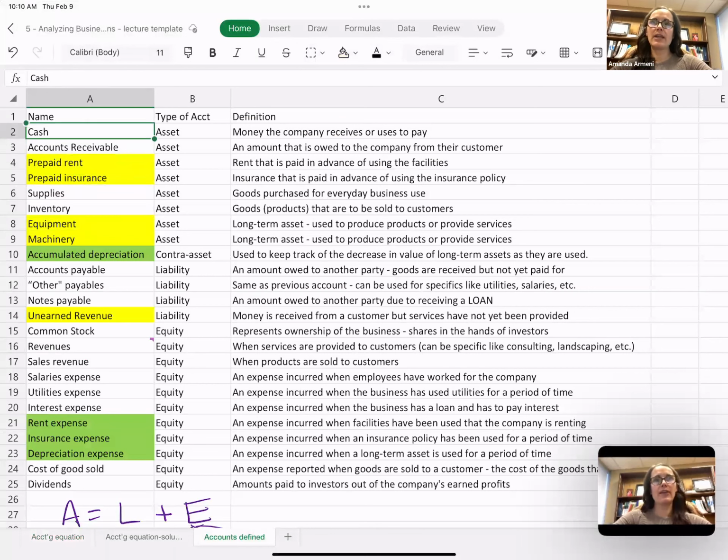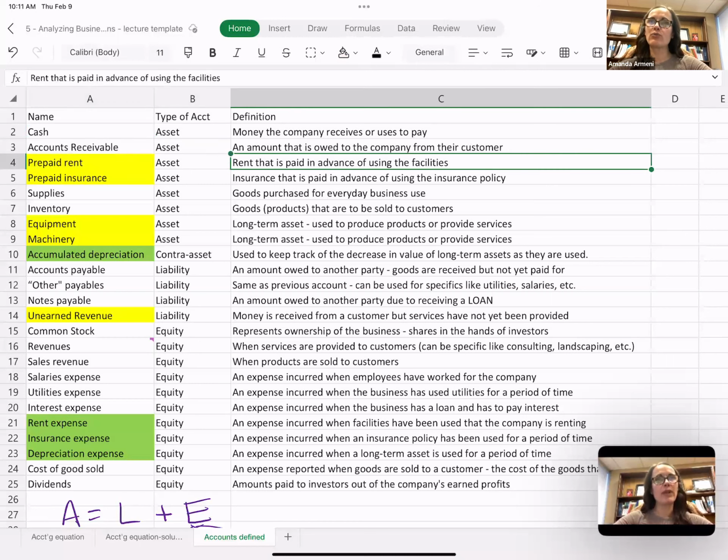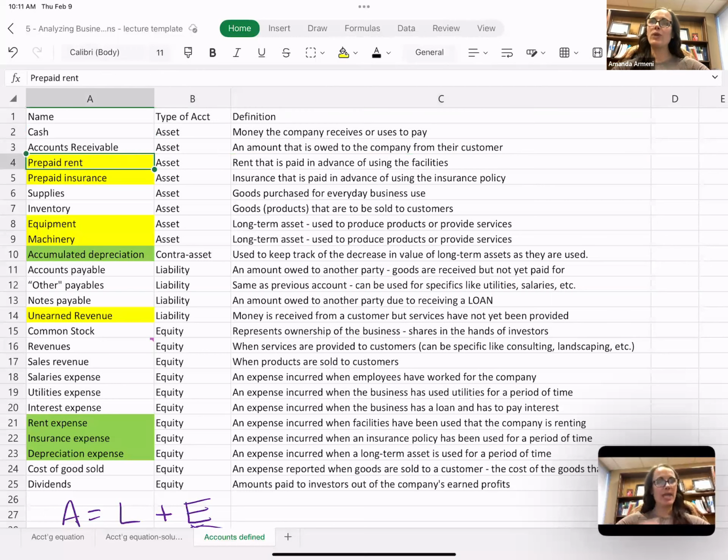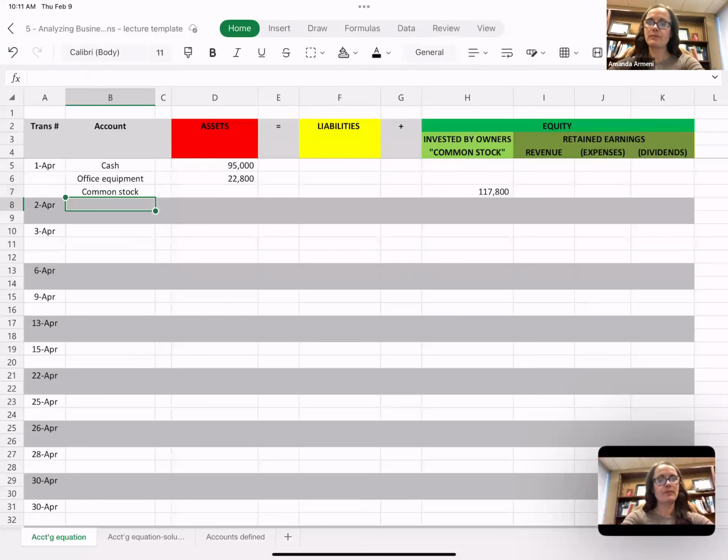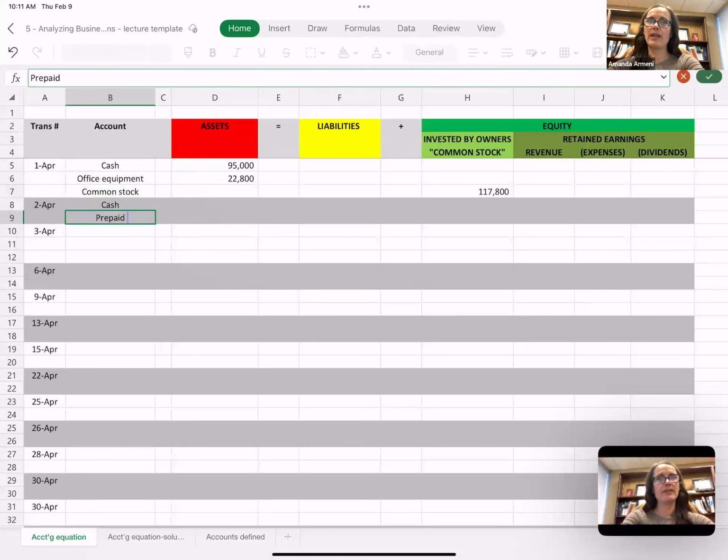Utilizing the definitions that I've provided, first of all, we know that one of the things being exchanged is cash. We paid cash of $7,200, which was given to us in the problem. What we don't know is the second account name. If I scroll through my definitions, rent that is paid in advance of using the facilities. That's exactly what just happened. We paid right now on April 2nd, and we're going to rent the facilities for the next 12 months. So the account name we're going to use is prepaid rent.